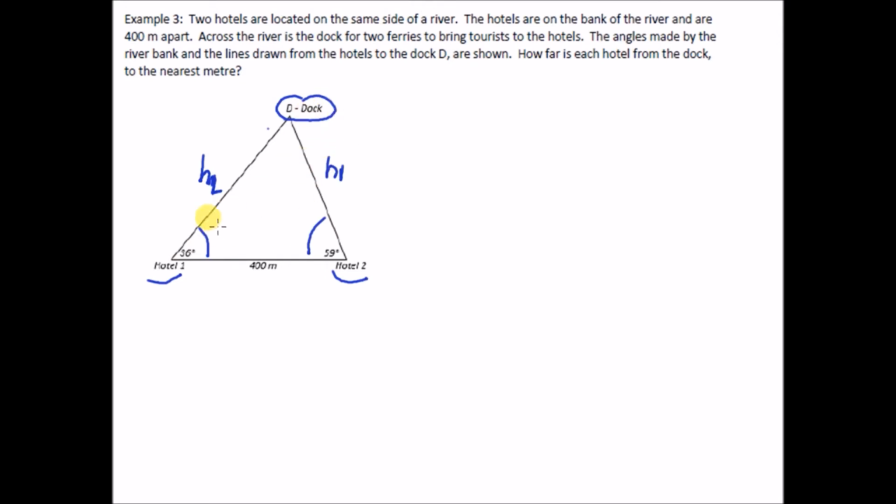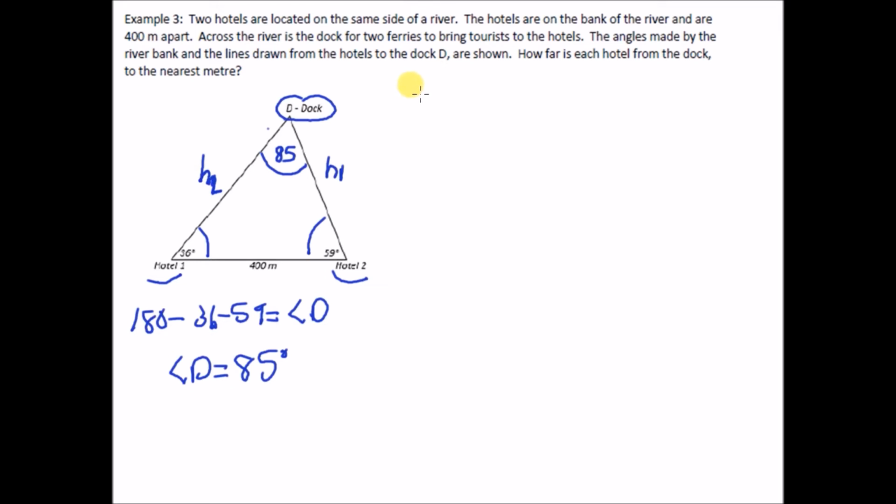Okay, here's the problem. We don't have a matchup yet. So let's try to do 180 minus 36 minus 59, and we're going to get angle D, like the dock angle. I get 85. So angle D is going to equal 85 degrees. So let's label that. Okay, now we have a matchup, and now we can solve for H1 and H2.